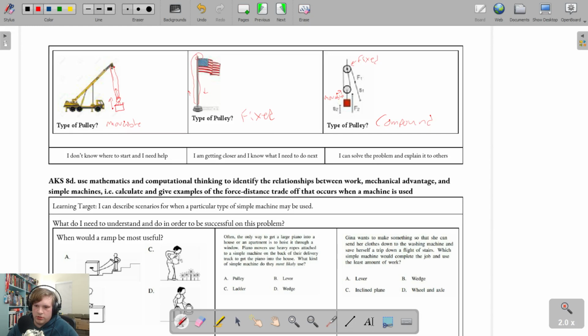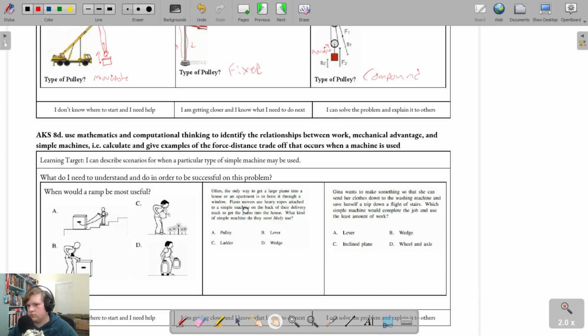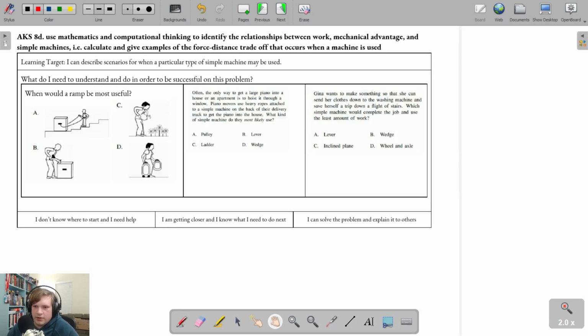Alright, chat, load. Alright, finally loaded. What are you guys talking about? Good Lord Almighty.